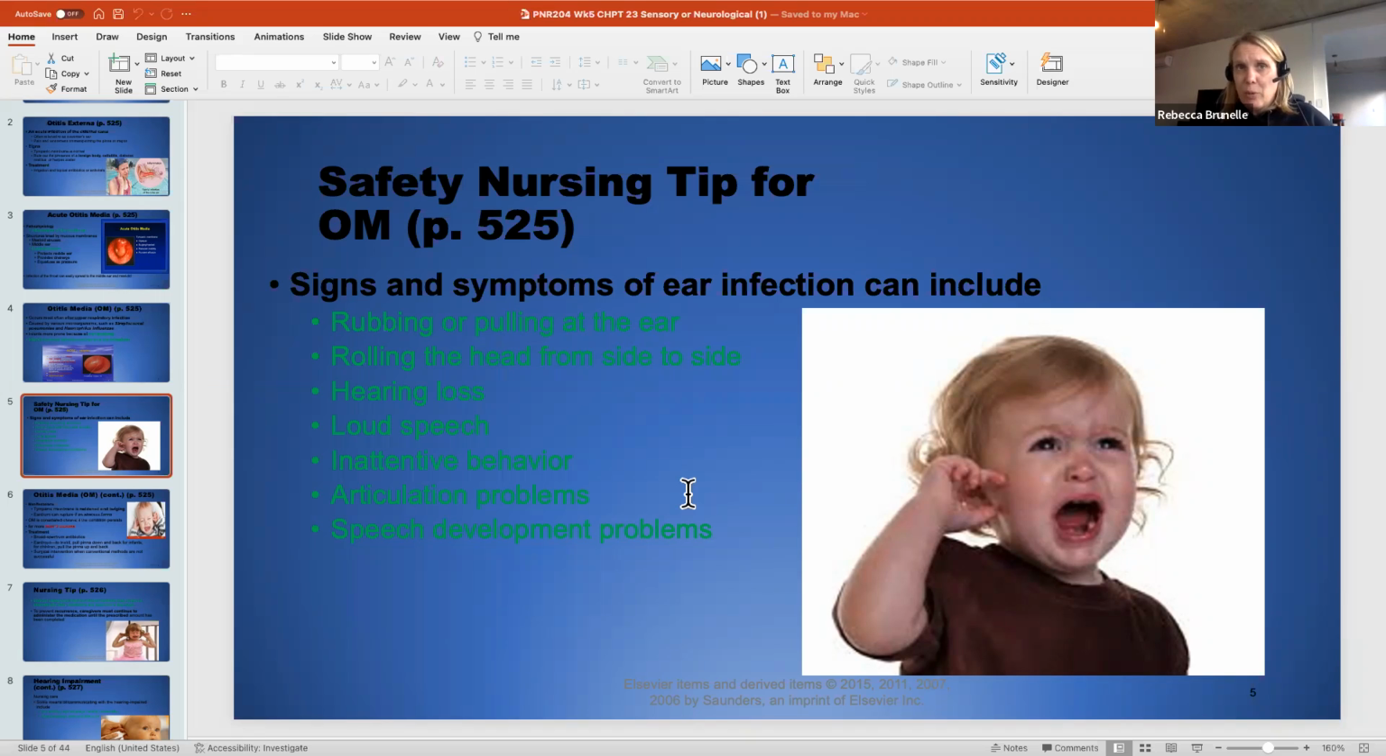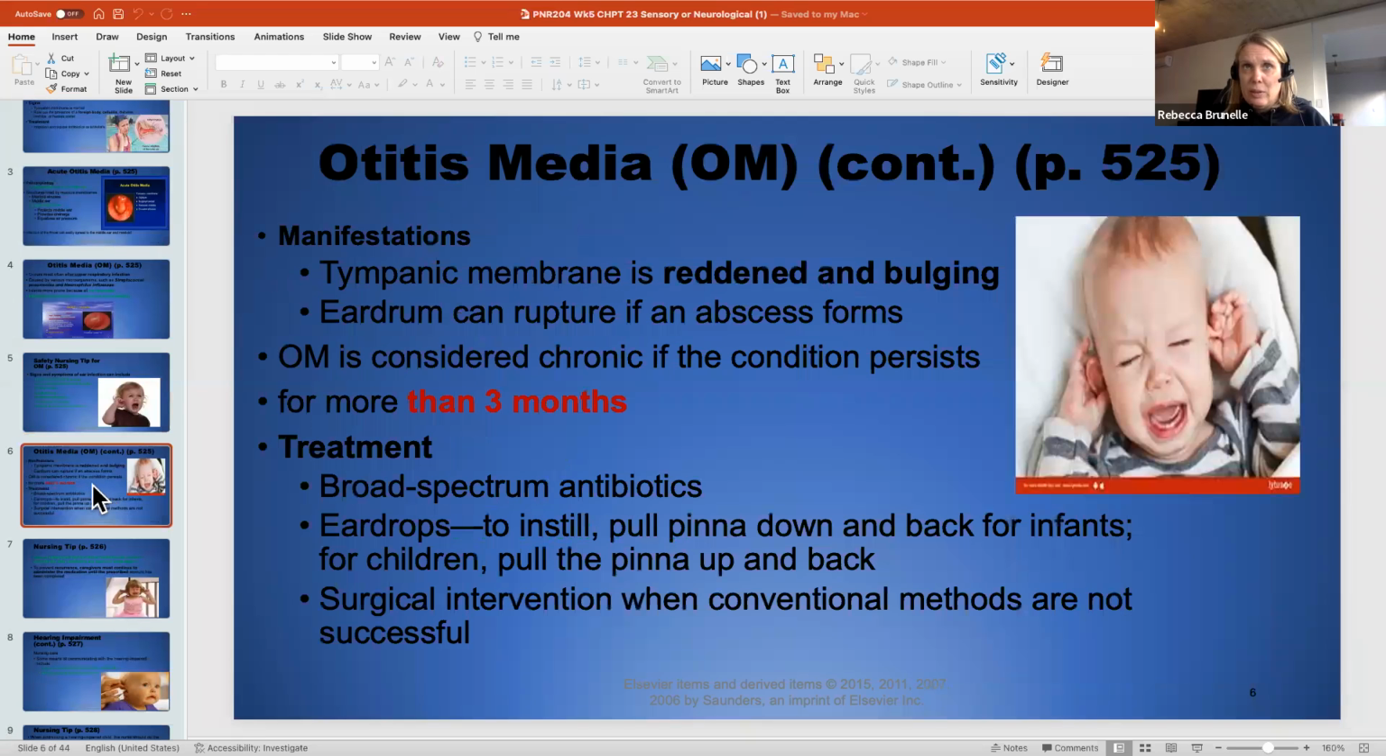It can cause hearing problems. If they get repeated ear infections, they can end up with speech problems or hearing problems. So it's important to pay attention and get them the treatment that they need so they don't end up with any long-term consequences.